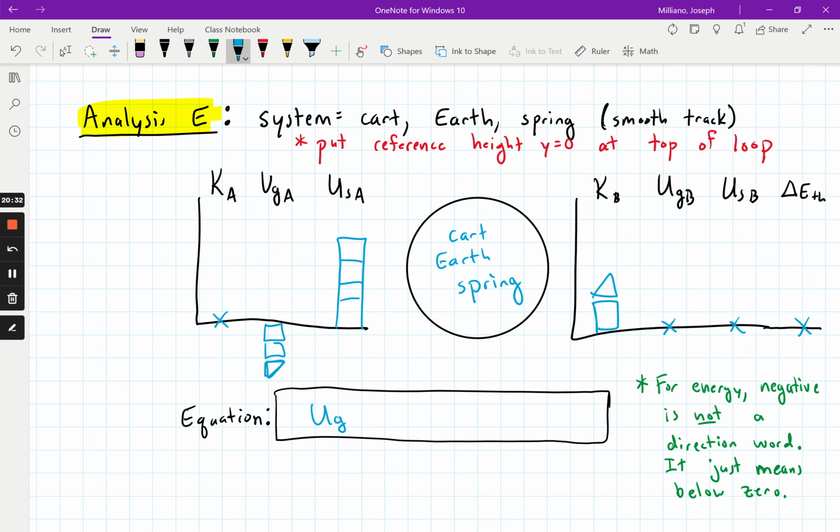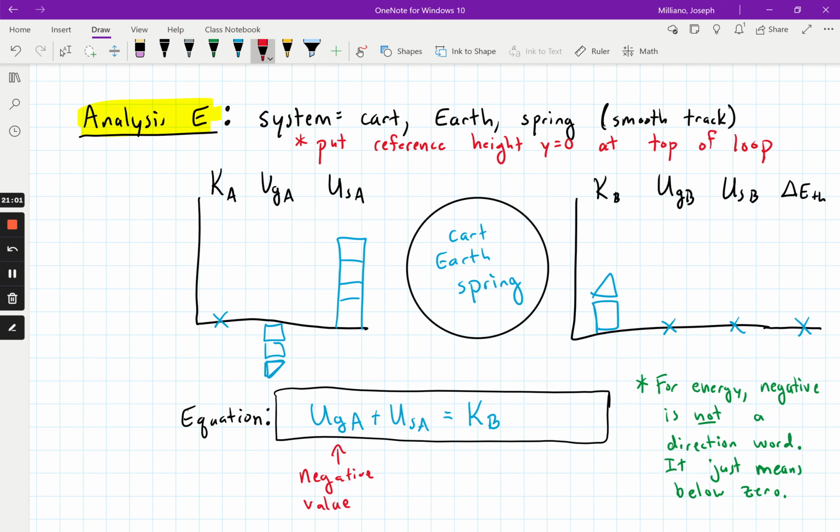The gravitational potential energy for snapshot A plus the spring potential energy for snapshot A is equal to the kinetic energy in snapshot B, but we're keeping in mind that this is a negative value. This is where our blocks analogy sort of breaks down a little bit, because you can't have negative blocks if we're talking about physical blocks, but you can have negative energy so long as you're consistent.